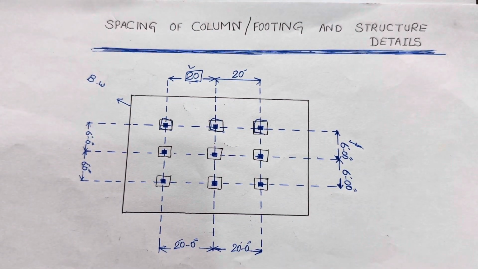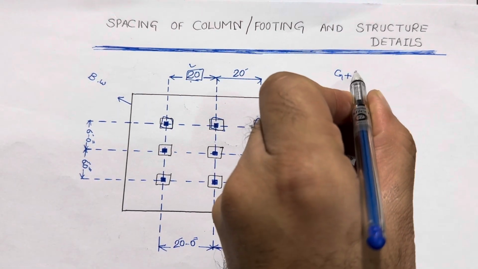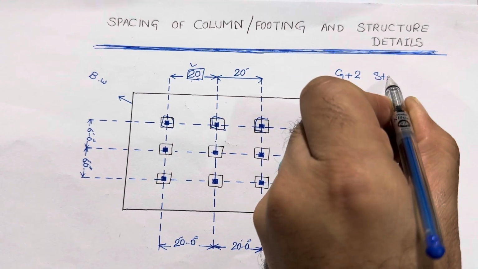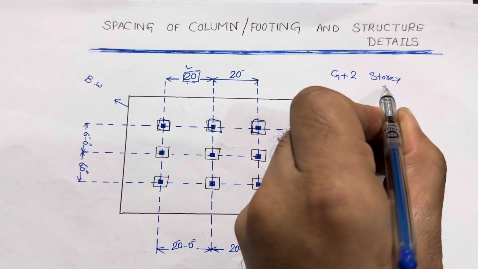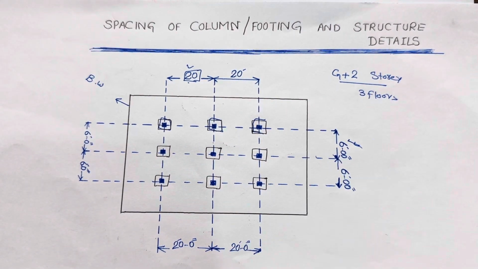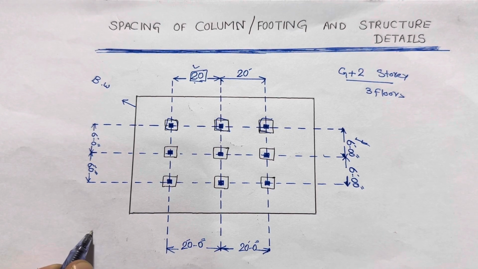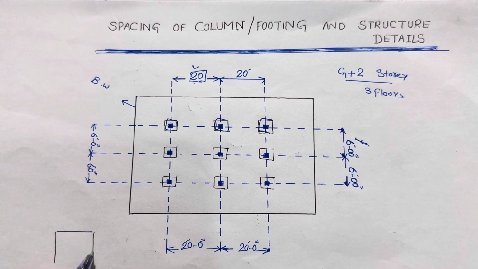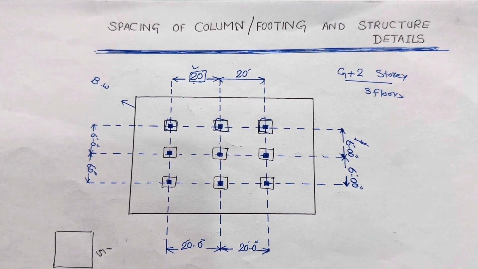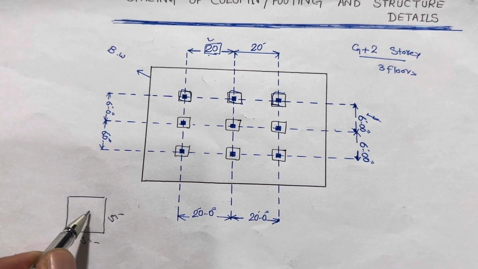What should be the size of footing for a normal residential building, especially for G plus 2 story, means 3 floors? The size of the footing should not be less than 5 by 5 feet. Square footing size is 5 feet by 5 feet. Inside this footing, guys, you can see this is the column.